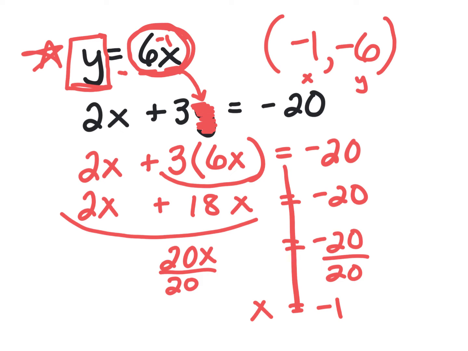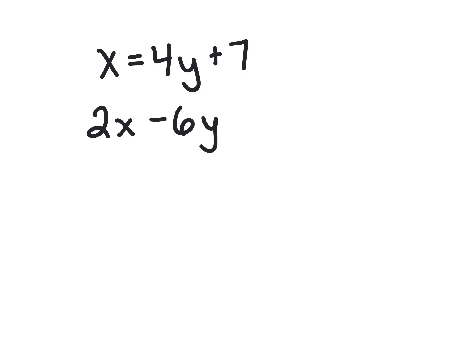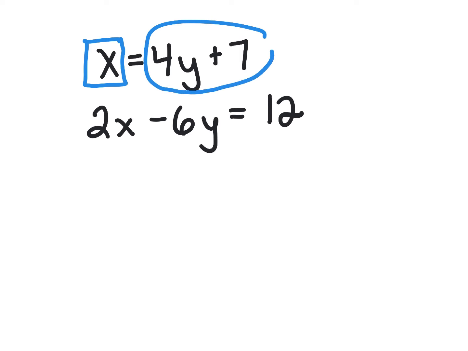Okay, let's try the second one. So the second problem that you have is x is equal to 4y plus 7 and 2x minus 6y equals 12. All right, so again, I'm going to look for a variable that's by itself. In this case, it's the x. I'm going to take what it's equal to and push it into the other equation and substitute it in place of the x. And this time I'm putting it in place of x because it says 4y plus 7 equals x, so it takes the place of x.